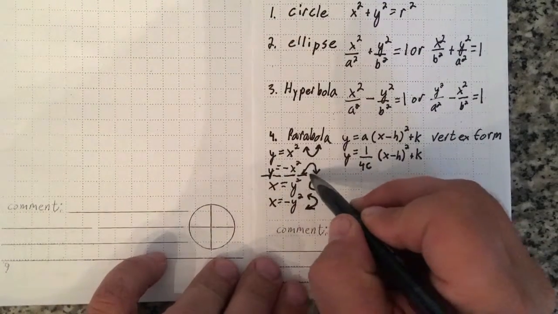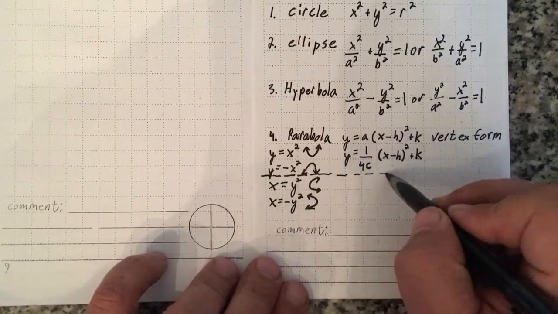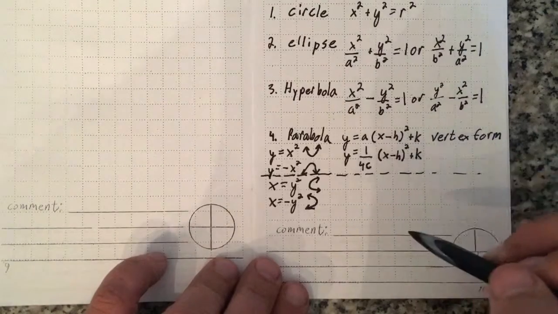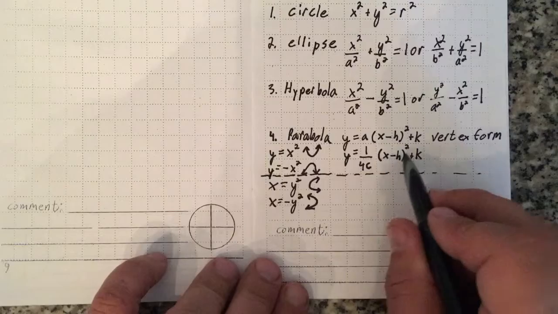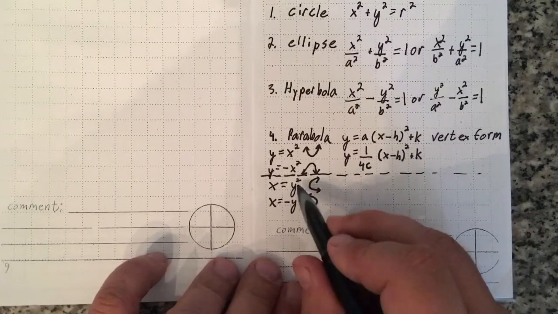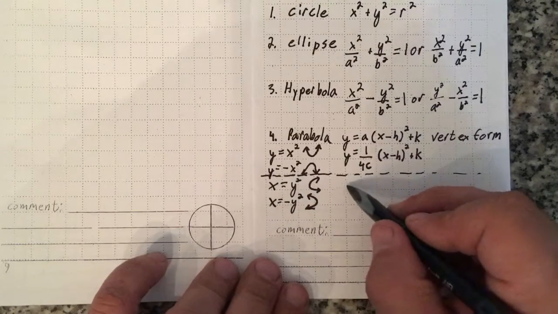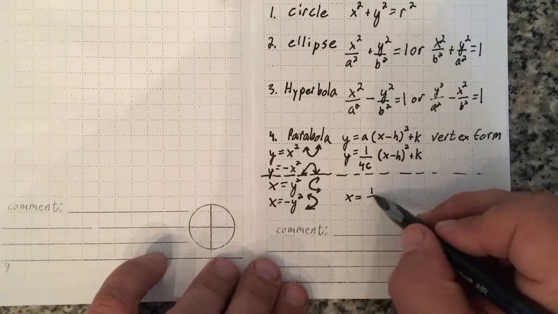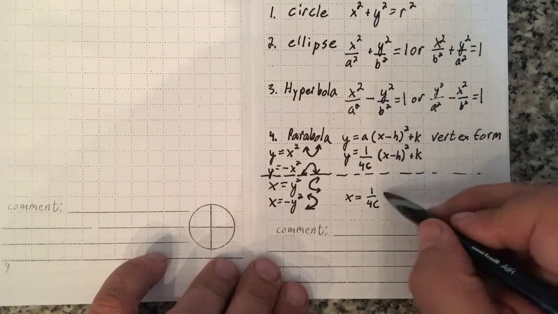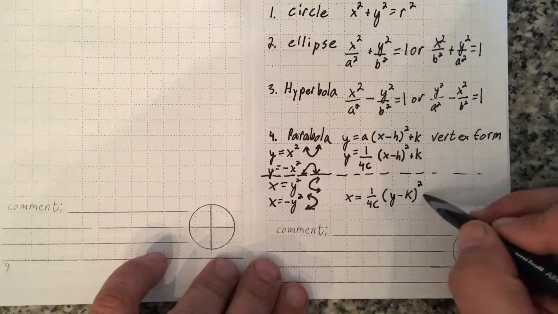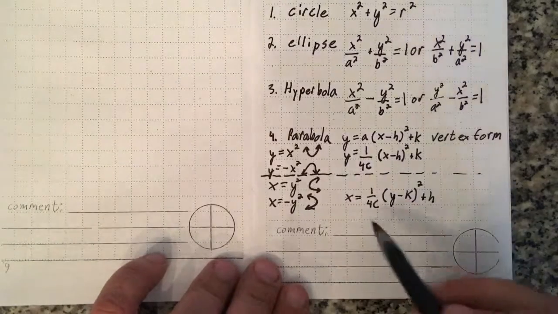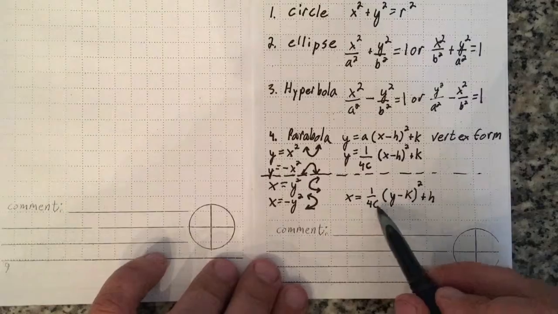Now these x squared formulas are going to deal with these two. The y equals x squared formula deals with this. See how it's x minus h, squared? The y squared version, where it's just a plain x, is going to look like this: x equals 1 over 4c times (y minus k) squared plus h. This 4c is basically how wide the focus is.